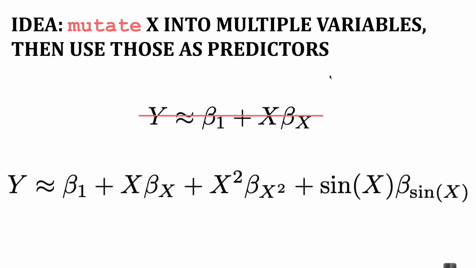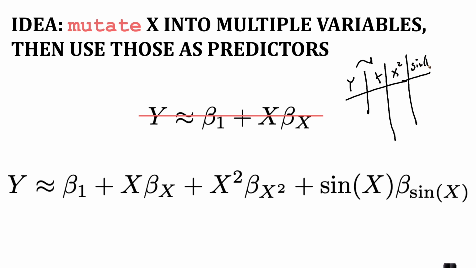And you can think of this as like a mutate, right? In this original case, we just had a data set where we have y and we have x, and we're doing a linear regression. What I'm doing here is adding these other columns. I'm adding a column x squared, and I'm adding a column sine of x. And now I'm doing linear regression where all of these are predictors.